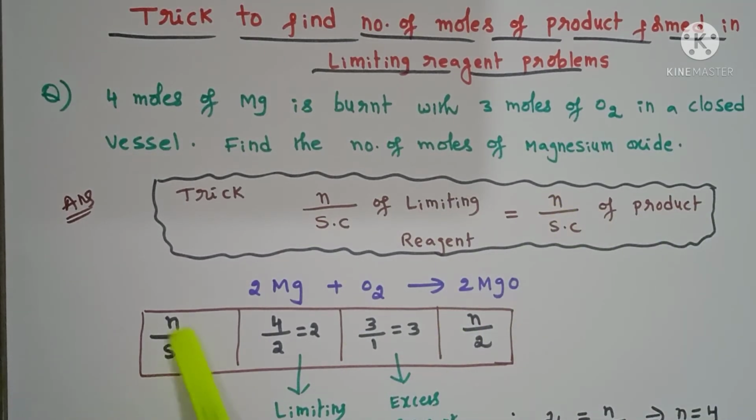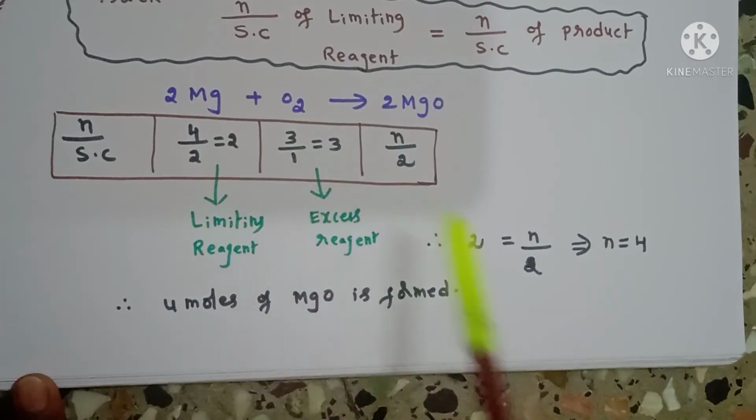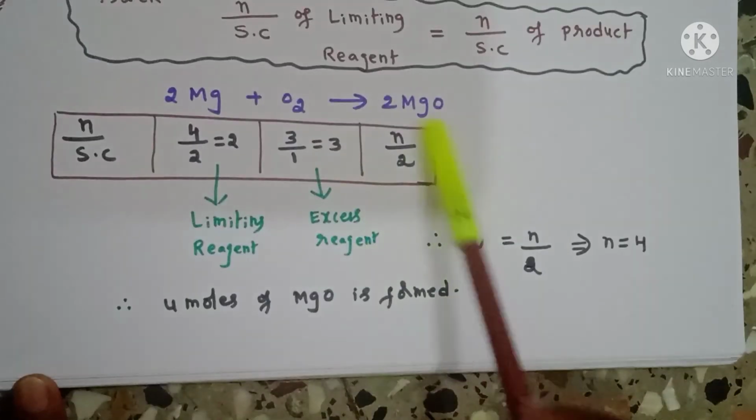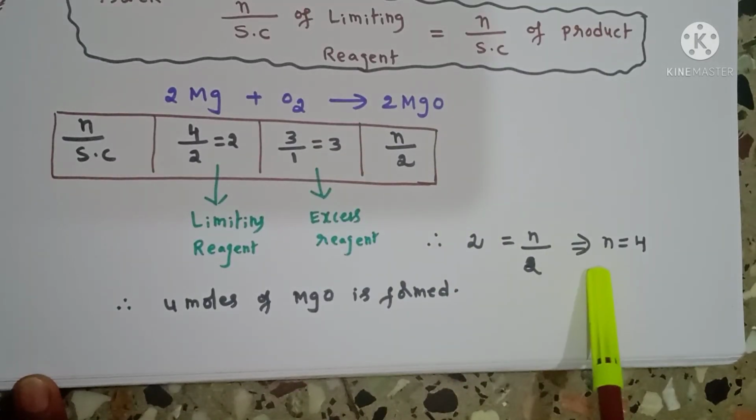So here the N by Sc value of the limiting reagent is 2, the excess reagent is 3, and the product is N by 2. So I am substituting these values in this equation. N by Sc of limiting reagent is 2, therefore 2 is equal to N by Sc of product, which is N by 2, that implies N is equal to 4. Therefore 4 moles of magnesium oxide is formed.